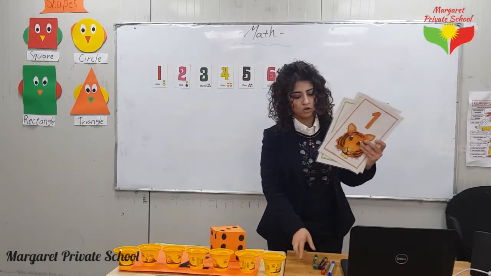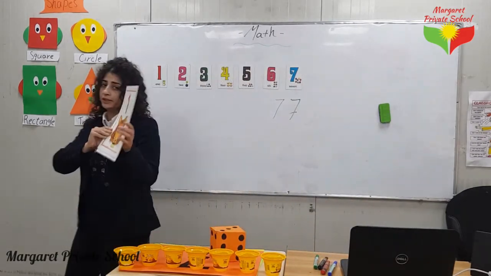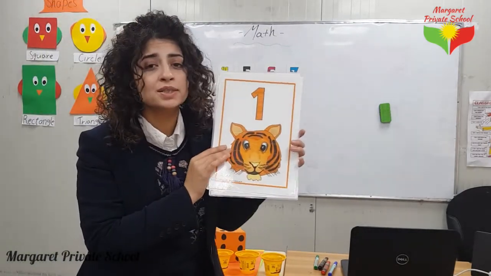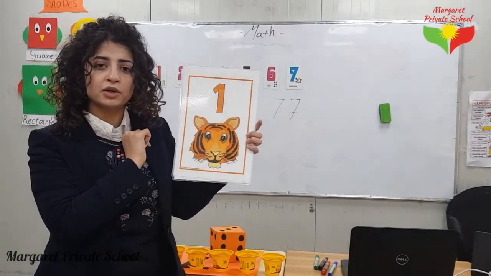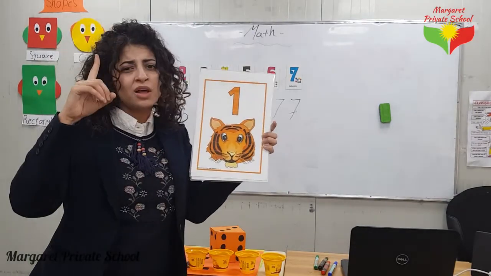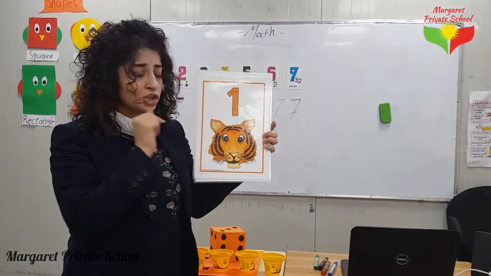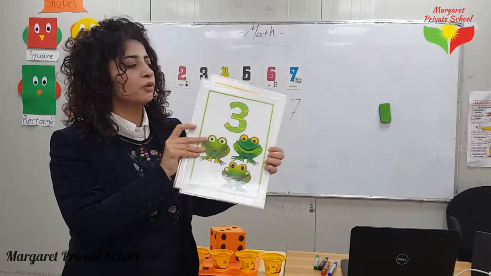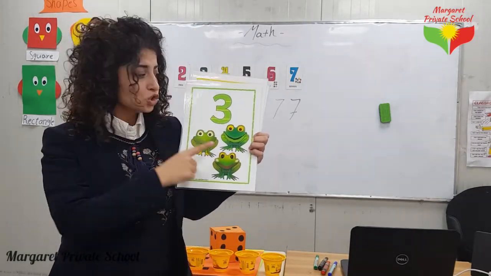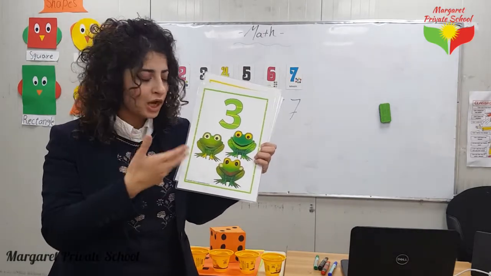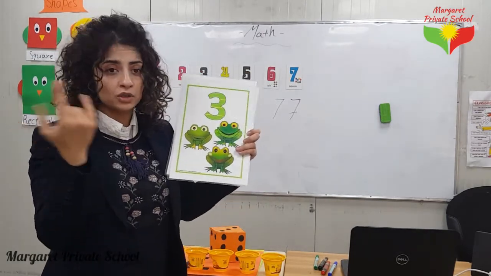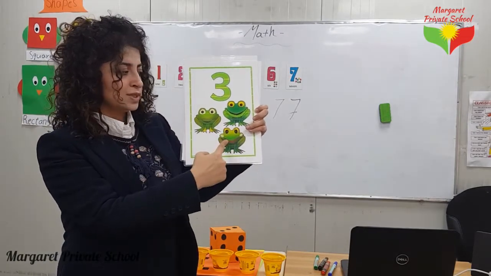Okay, all of you told me, in this picture we have how many lions? We have 1 lion. From here, how many frogs do we have in this picture? Let's count. 1, 2, 3.